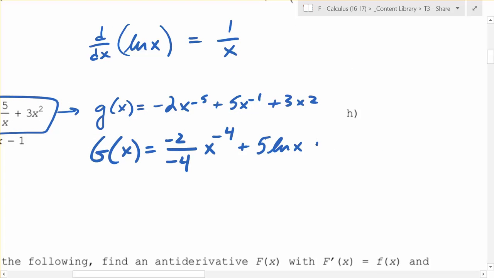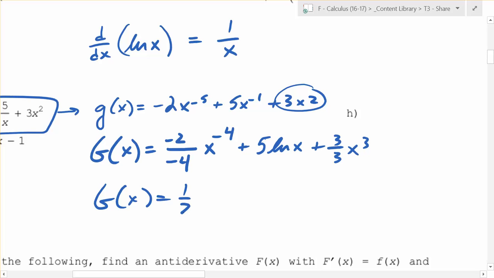So then what's this going to be? Plus 3 over what? What's this one turned into? 3 over 3, x cubed. So can you simplify that? Sure. G of x is going to be 1/2 x to the negative 4 plus 5 ln x plus x cubed plus c. There it is.